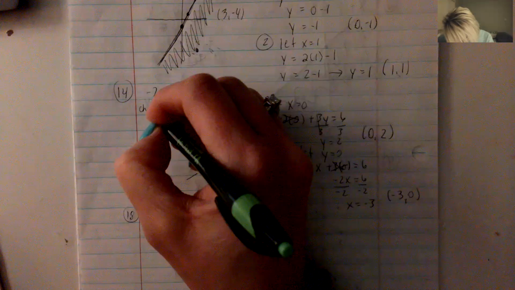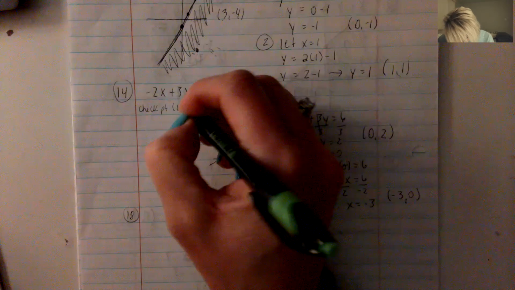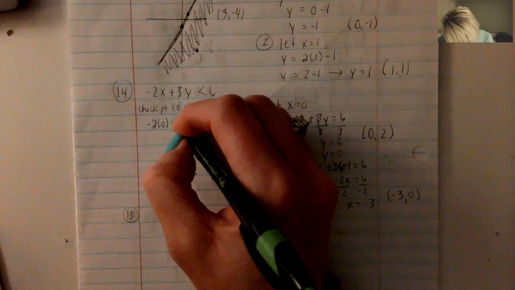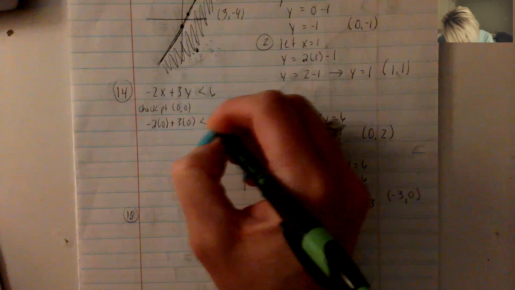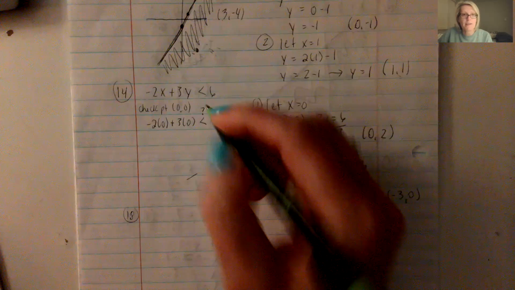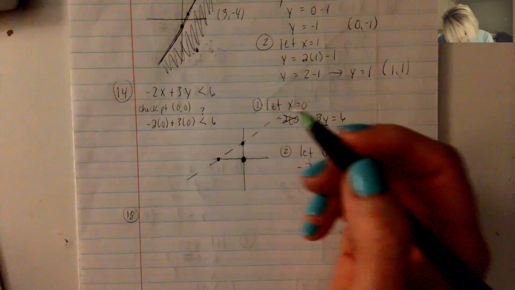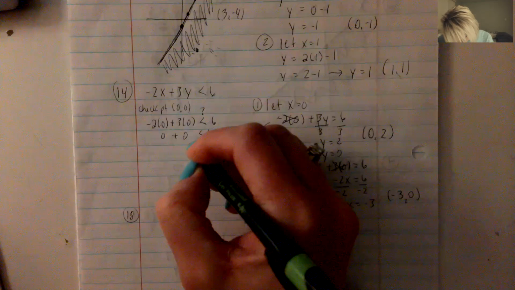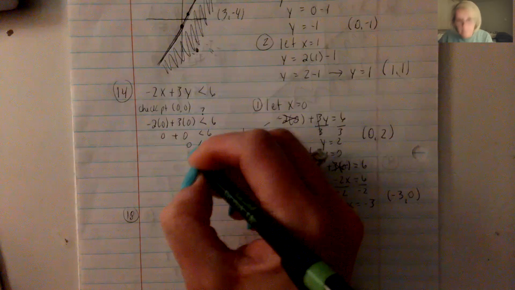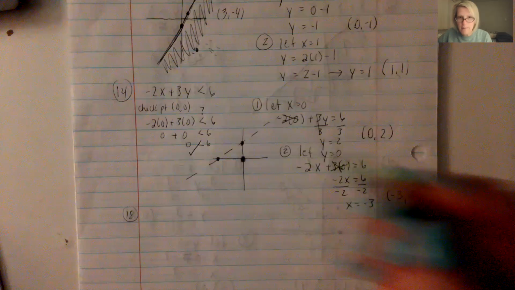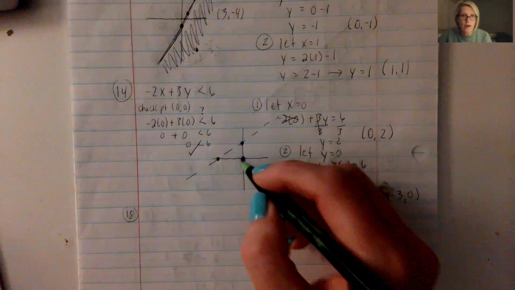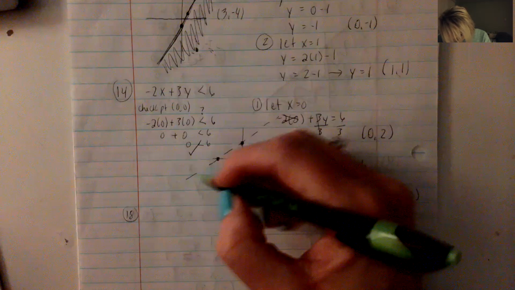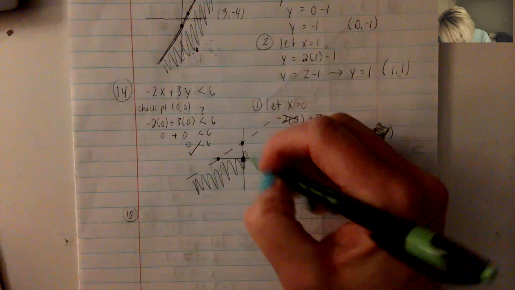My checkpoint is going to be 0, 0. So when I put 0 in for X plus 0 in for Y, the question is, is it less than 6? So 0 plus 0 less than 6 is 0 less than 6. Yep, check, it is. So that means I get to shade. This is where it is in agreement with my inequality, at that point. So I'm going to shade everything here.